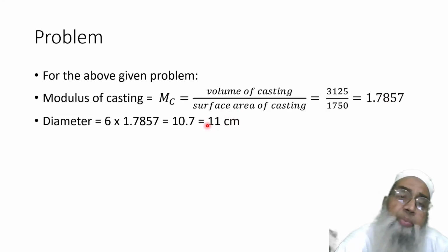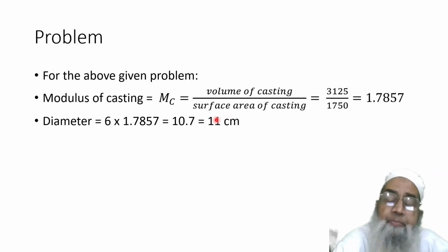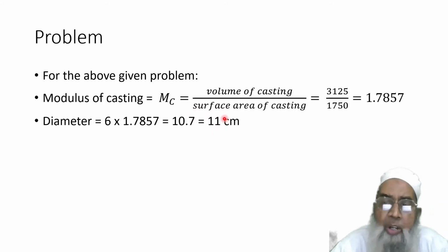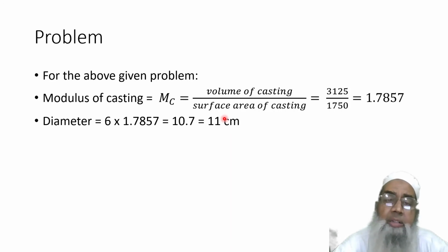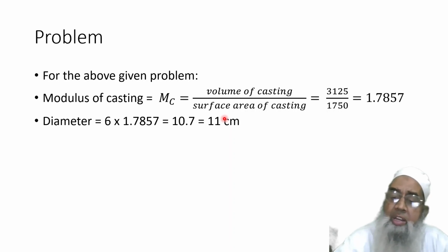Whether we apply this modulus method or the Naval Research Lab method or Cain's method or a simple method, we see that they are very close to give a sound casting. Therefore, depending upon the type of casting, we can adopt any method, even a simplified one, so that we can have a sound casting.